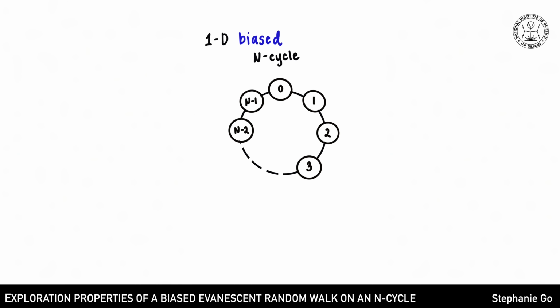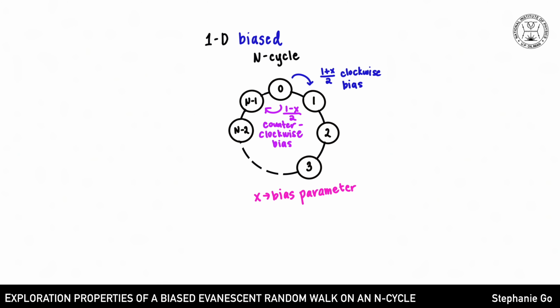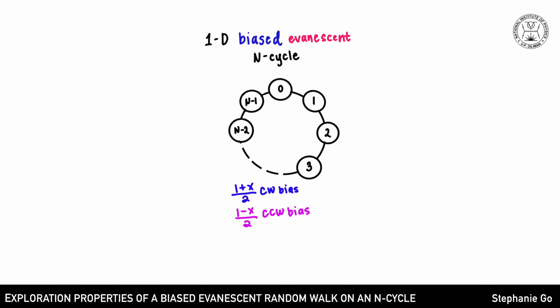Now we introduce the one-dimensional biased N cycle, where the walker has an unequal probability, (1 plus x)/2, to move clockwise and (1 minus x)/2 to move counterclockwise. Lastly, we build up to the one-dimensional biased evanescent N cycle. Now in each step, the walker has a probability of surviving the step given by rho(s)/rho(0), where s here is the number of steps the walker has taken. This is the system we will be investigating.